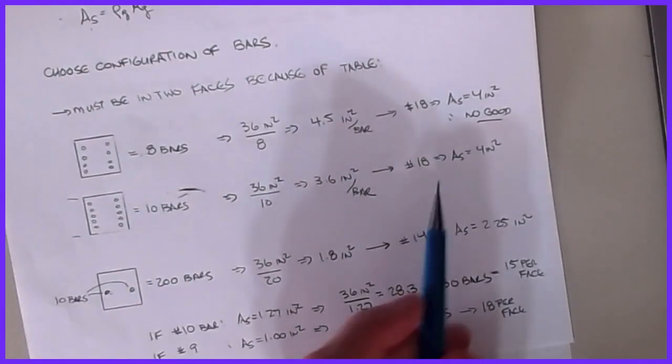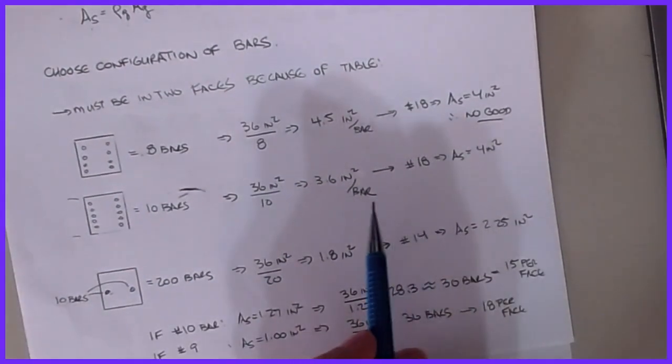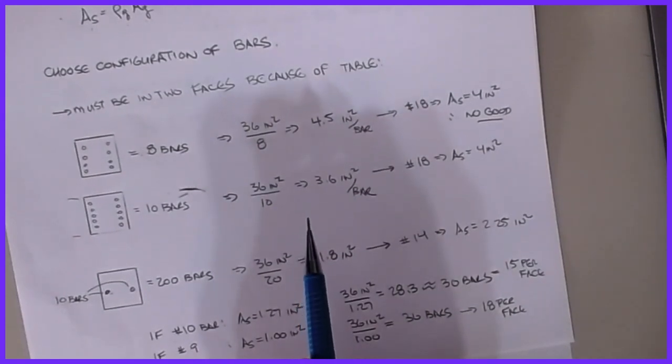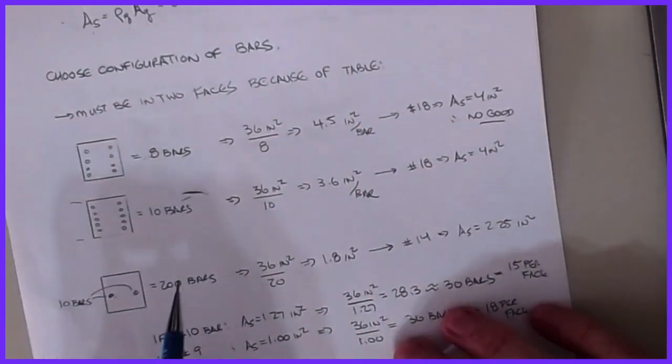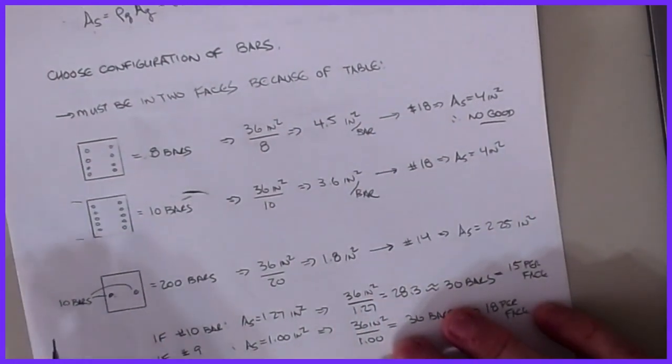Now, if you don't like the number 18 bars, one of the things that you'll see in some of the serviceability checks is the cracking criteria. We tend to like to use as many smaller bars as we can in a lot of situations. Not always, but sometimes.